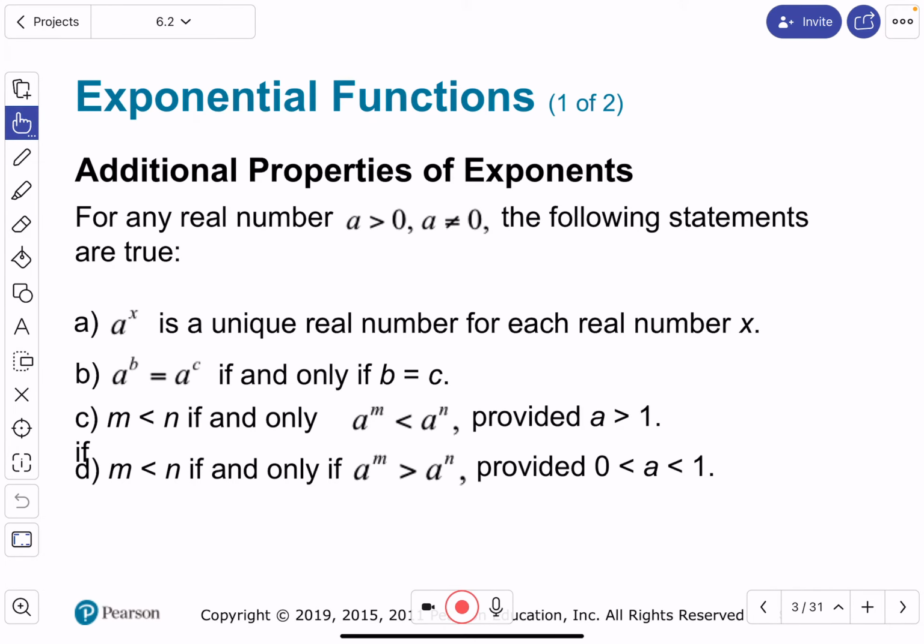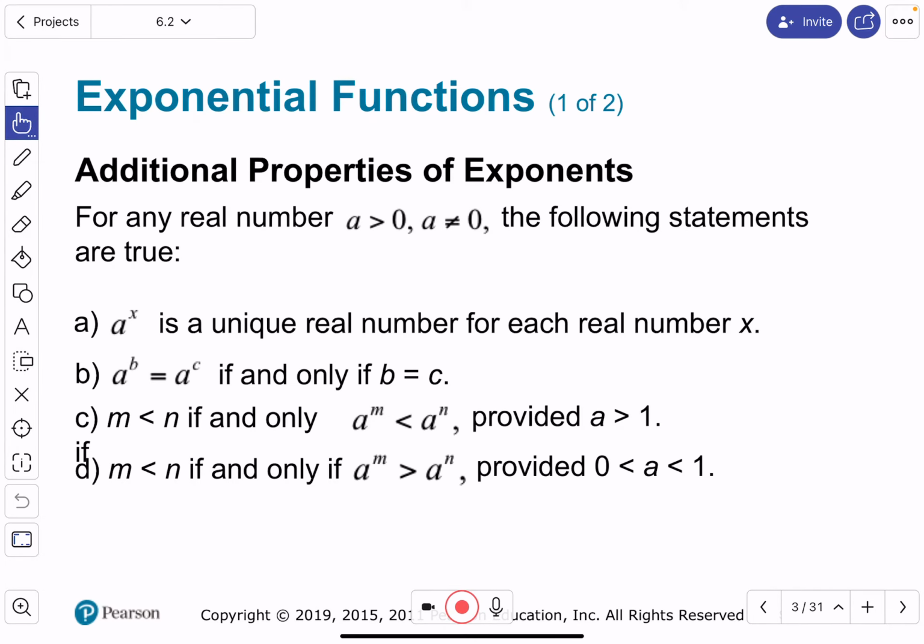On a graph, so let's look at 2 to the x. So 2 to the x is increasing, and it has a horizontal asymptote of 0. So the domain is negative infinity to infinity, and the range is 0 to infinity. That's when a is greater than 1. If a is between 0 and 1, so like a half, everything's the same except it's decreasing now instead of increasing.